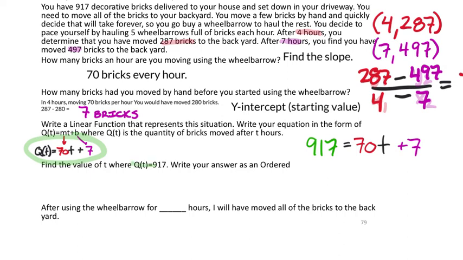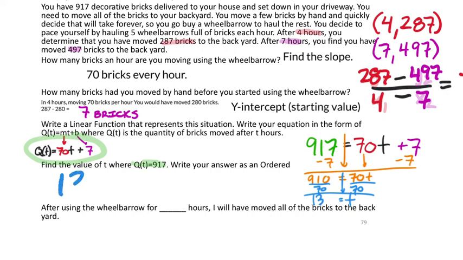So again, that's what this is telling us right here. So I'm just going to solve this equation for t. That will tell me how many hours it would take to move 917 bricks. So I'm going to subtract the 7. So that would be 910 equals the 70t. And then finally, I'll just divide both sides by 70, which will give me the final amount of time it would take to do this. But I'm going to put this in the calculator. It should be 13 maybe. Yeah, I got 13. But again, it's not just that it's 13, it's actually 13 hours.